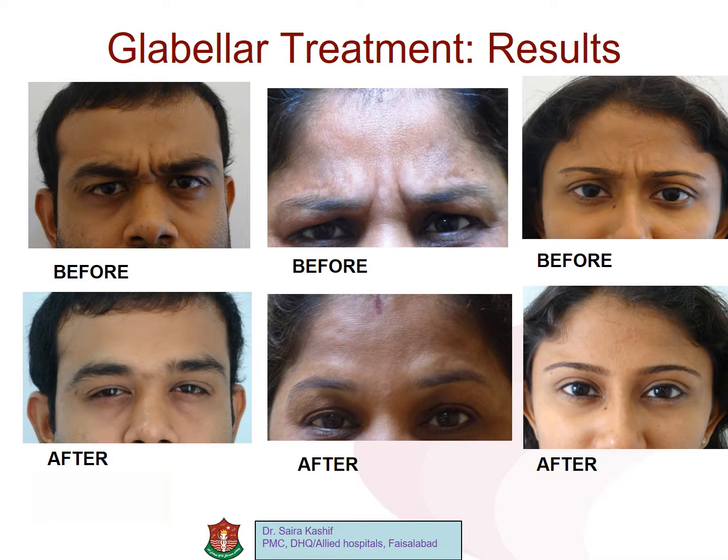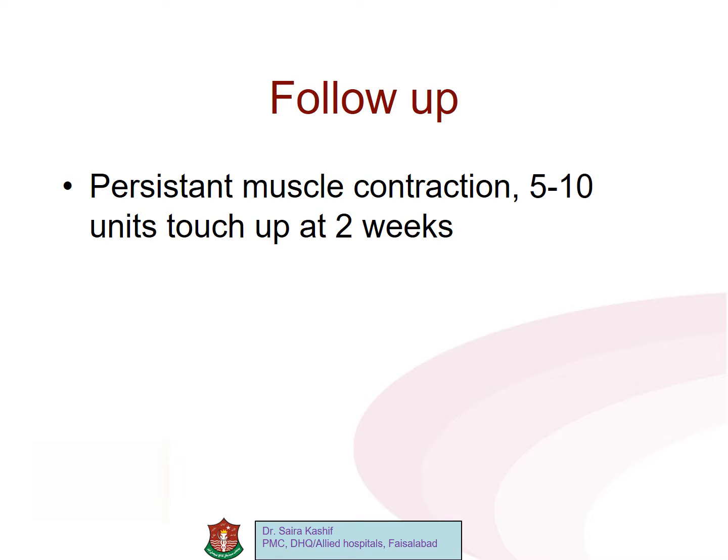So these are the treatment results before the injection, and these are after the injection. We call the patient for follow-up after 2 weeks for the touch-up. If the patient still has strong muscle contraction, you can inject a small dosage of 5 to 10 units.